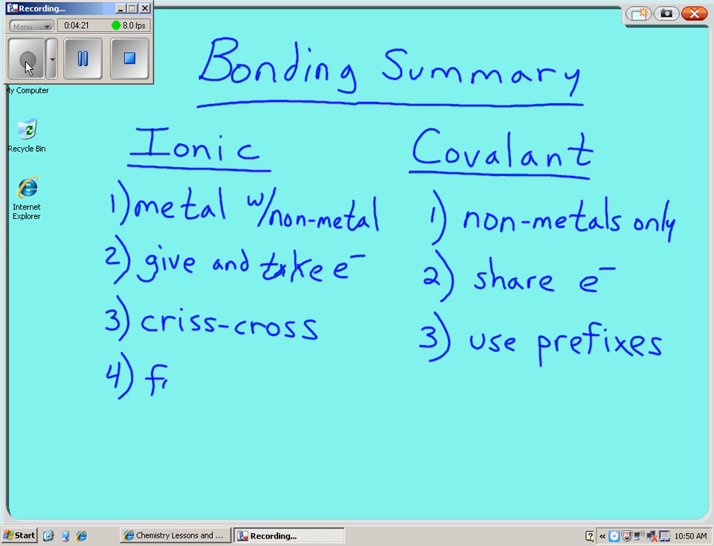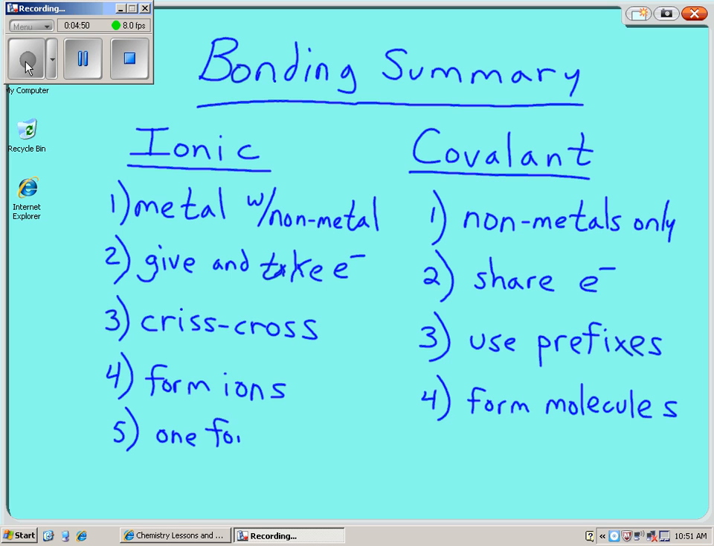In ionic bonding, when we're forming the compound, we form ions, the cation and the anion, and they attract together. And over here we form molecules. So molecules are formed, which are a group of nonmetals that are covalently bonded. And lastly, one item to keep in mind is that ionic compounds will produce one formula. So for every situation where you have a certain ion and a certain other ion, they'll crisscross and they'll make a single formula. Whereas for covalent compounds, we can have many formulas.